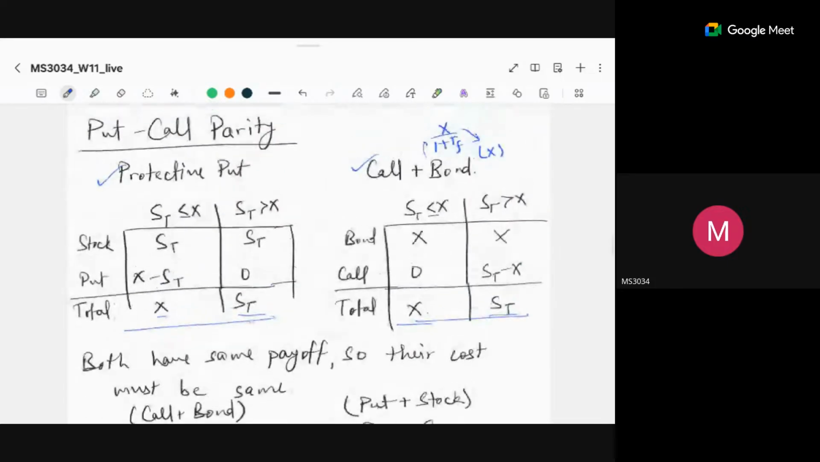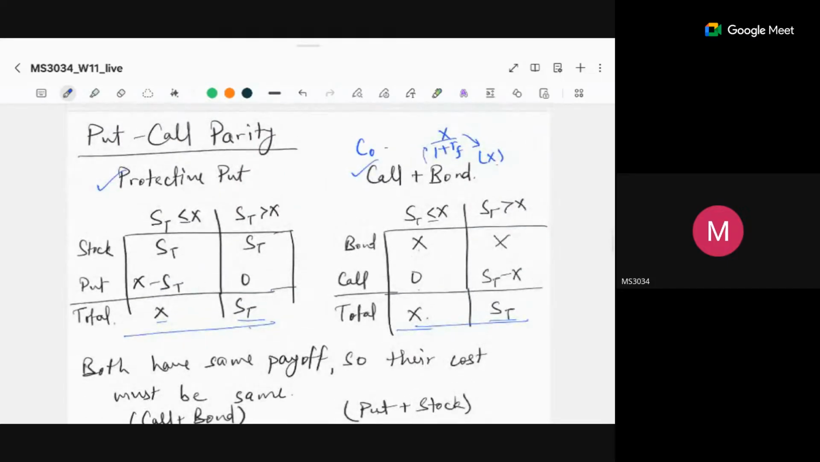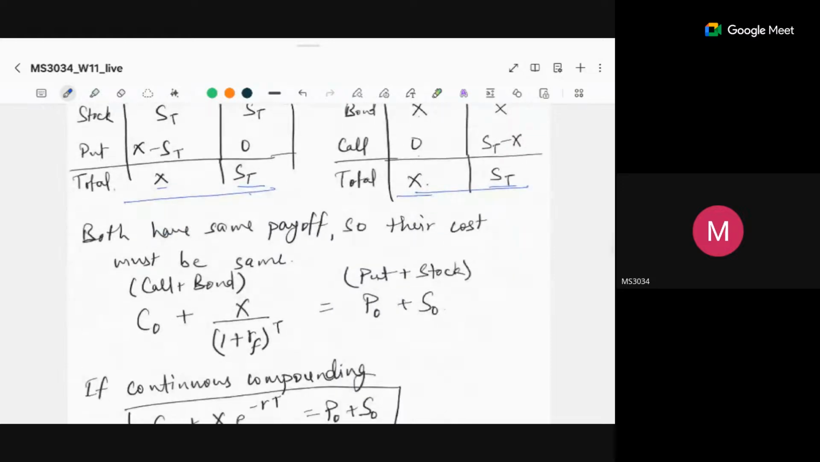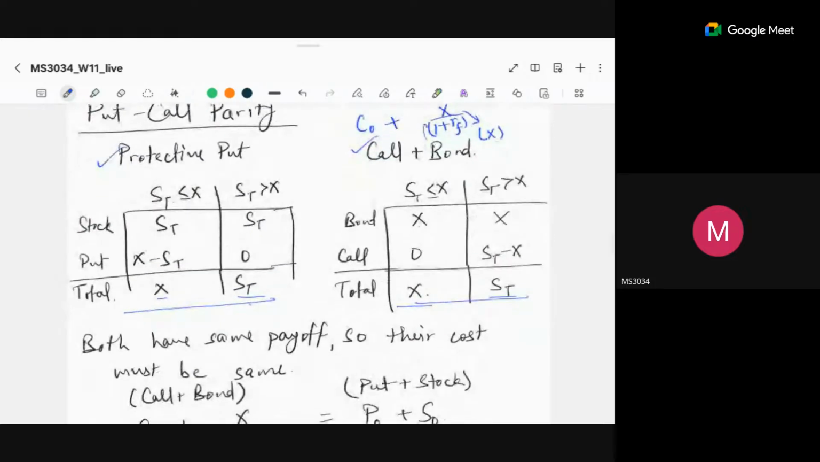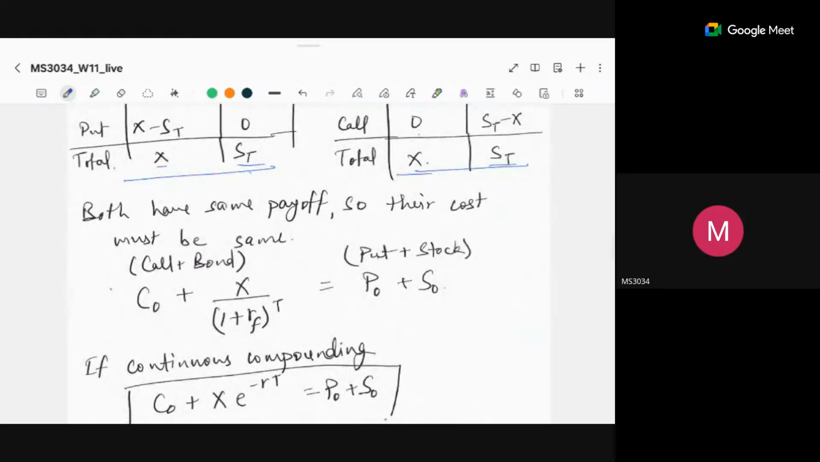The price of this portfolio will be C naught plus the present value of my bond. Bond means you are buying a bond, lending to the market. So this is your call plus bond portfolio, and this is your put plus stock portfolio. So this will be your put plus stock. So this is my put call parity relationship.